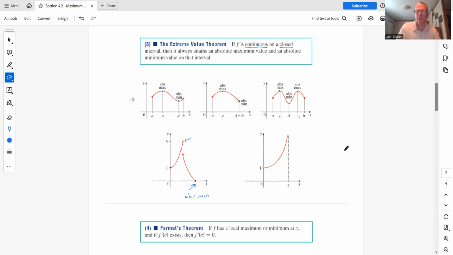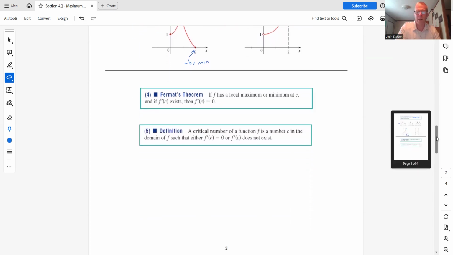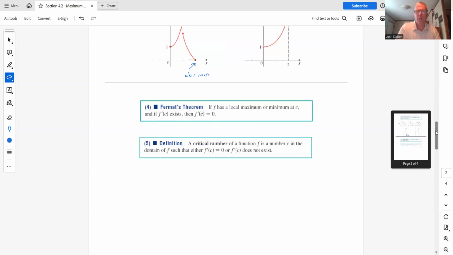All right, so let's talk about how to find these. Most of the time, we're not going to be just looking at graphs. You can do that in any algebra class. This is calculus, so we need to figure out some calculus to do. So if f has a local max or a min at x equals c, and if f prime of c exists, then the derivative at c will be 0. And remember, the derivative is just the slope of the curve at a particular point.